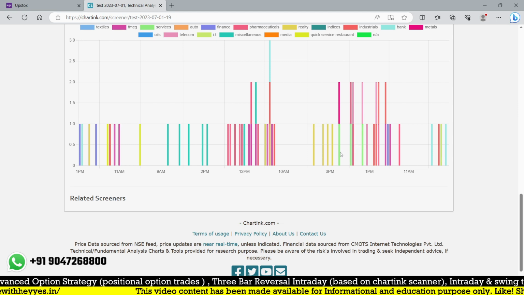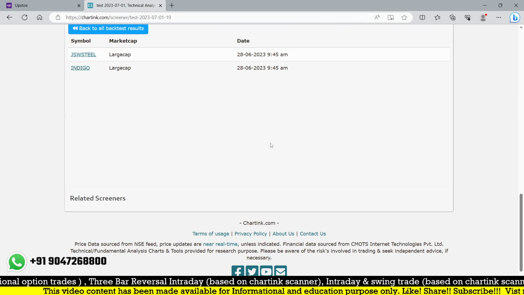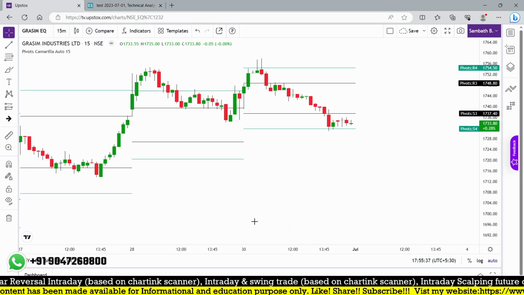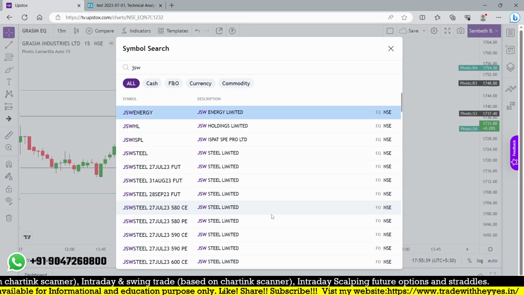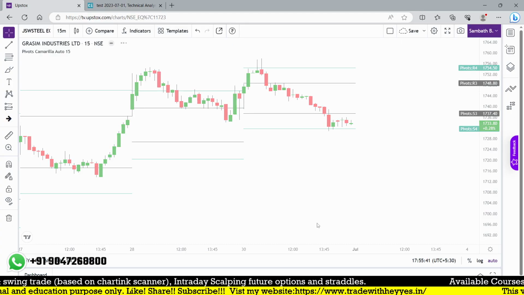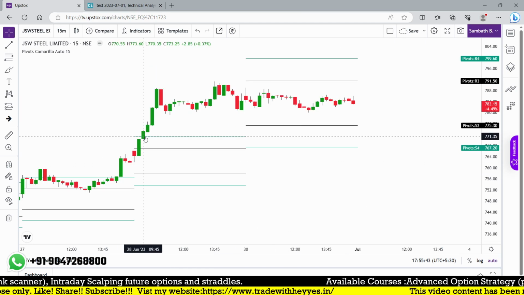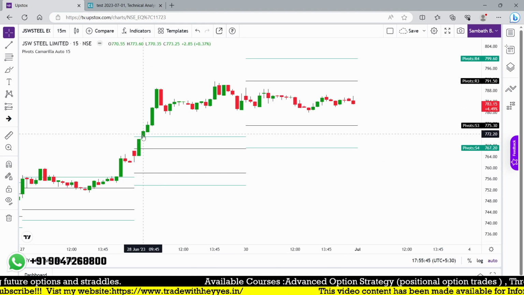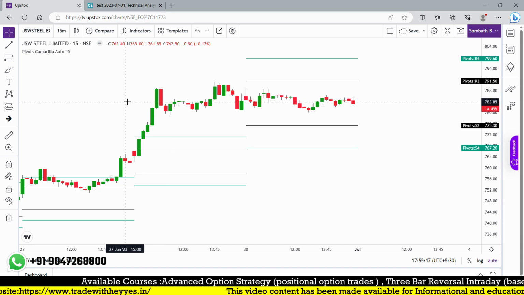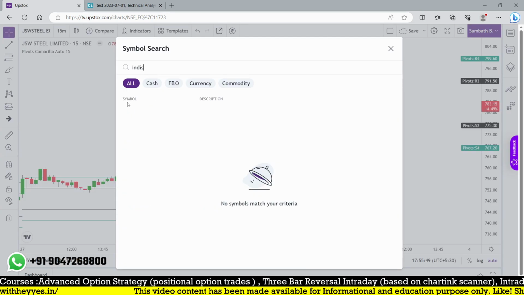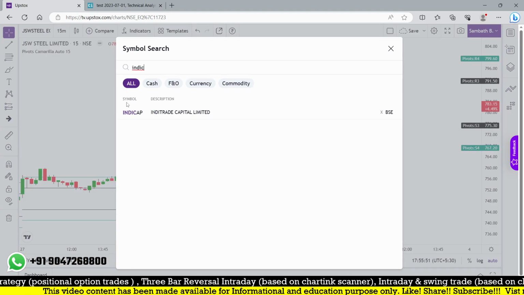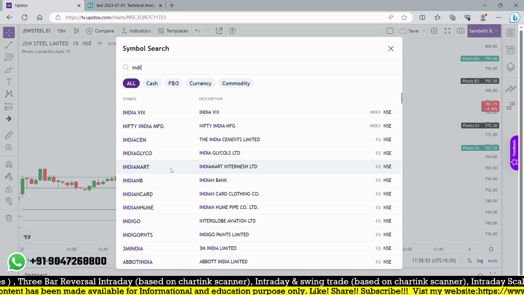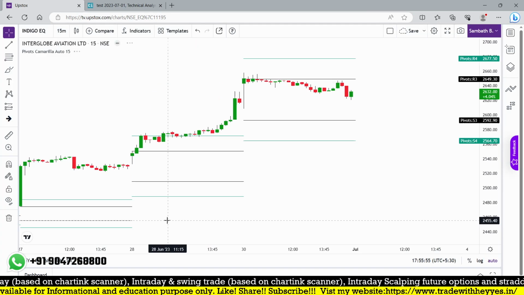Maybe at this point let's go and check. 9:45, JSW Steel and Indigo. That is the 28th, JSW Steel. Have you got it? That should be an opportunity. And Indigo. So I'm taking a random one, and maybe you can backtest it. Indigo is one more.